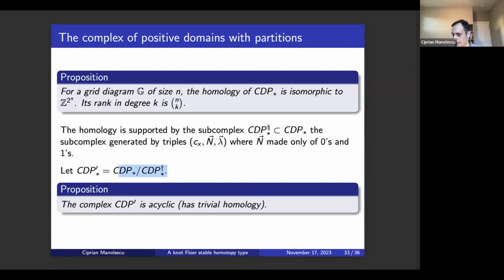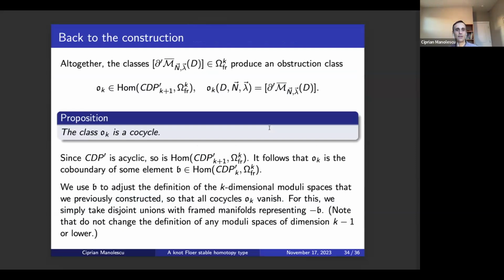Now, once you know this, you are in business. Why? So remember, we had these classes in the frame. So we're constructing moduli spaces inductively. We have the boundaries, we're smoothing them. We get an element in the frame cobordism group. We can think of this by putting all of these elements together, we get an obstruction class.